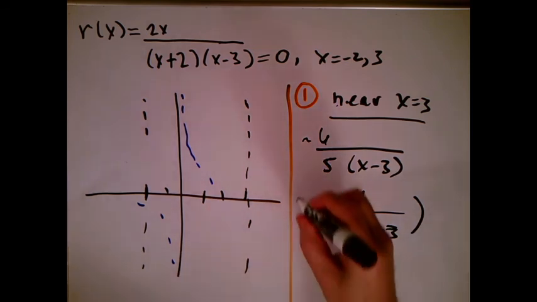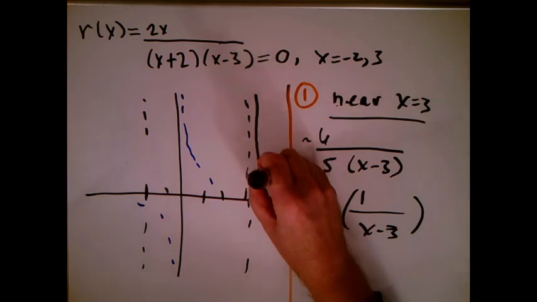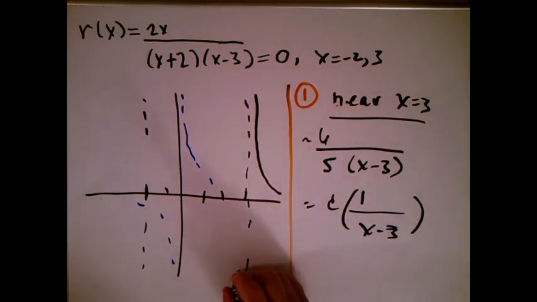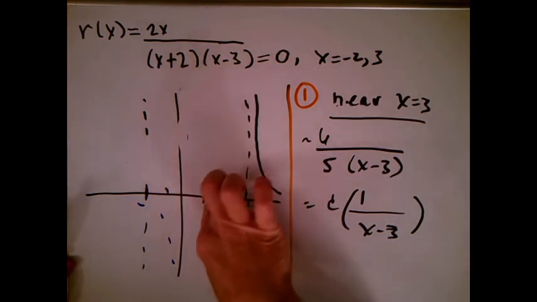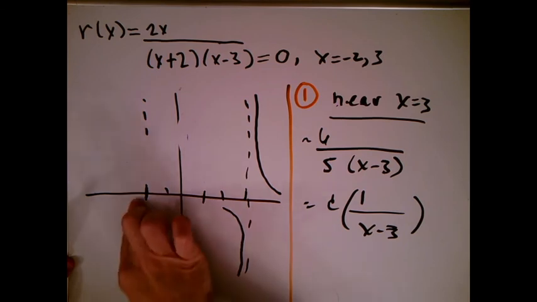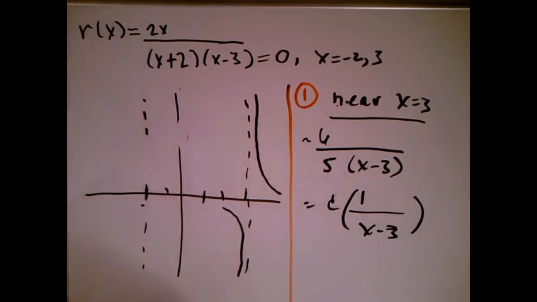So just to the right of 3, it's going to come down like this. And just to the left of 3, it's going to go up like that. So now we actually know what the function looks like near that particular asymptote. Now, that doesn't help as much with this one. Let's go check this one out.